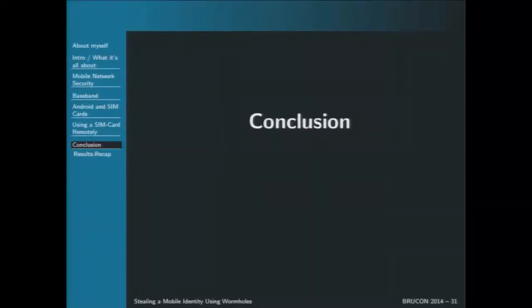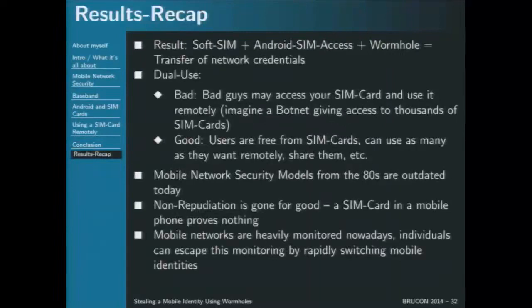So, as a conclusion, what did we achieve? We had a software SIM card, like a virtual SIM card in an Android phone. We have Android SIM access on the other side, also in an Android phone. I think I've read it on the iPhone 3GS. I didn't try it, but it should possibly also work on some older iPhones. And we have a wormhole, so we have a network connection or some communication channel outside of the phone. This results in the transfer of network credentials.